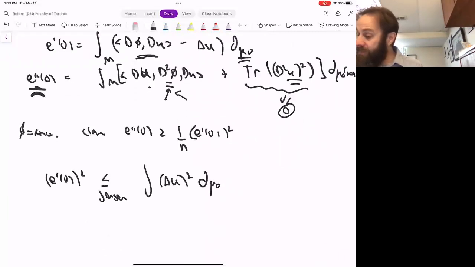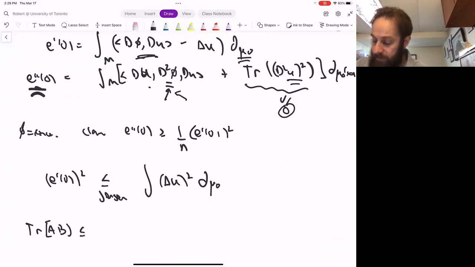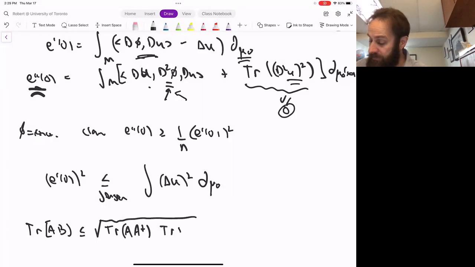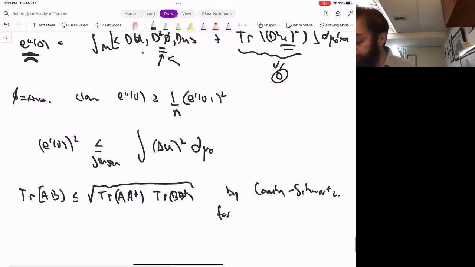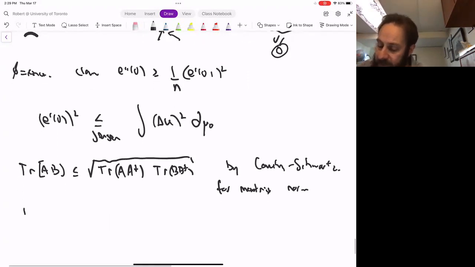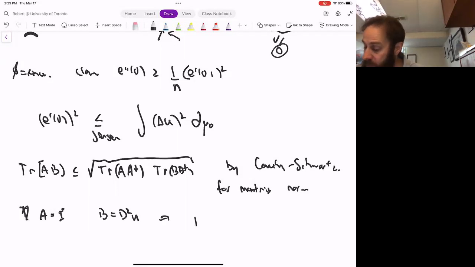And so I'd like to say that the Laplacian squared is controlled by the trace of the Hessian squared. For matrices, the trace of a matrix A times B is always less than the square root of the trace of A times A adjoint times the trace of B times B adjoint. This is the Cauchy-Schwarz inequality for the Hilbert-Schmidt norm, for the matrix norm. And so if I apply this to the case where A is the identity matrix and B is the Hessian of U, what I get is that the trace of the Hessian is less than the square root of the trace of the identity matrix, which is the dimension, times the trace of the Hessian squared.